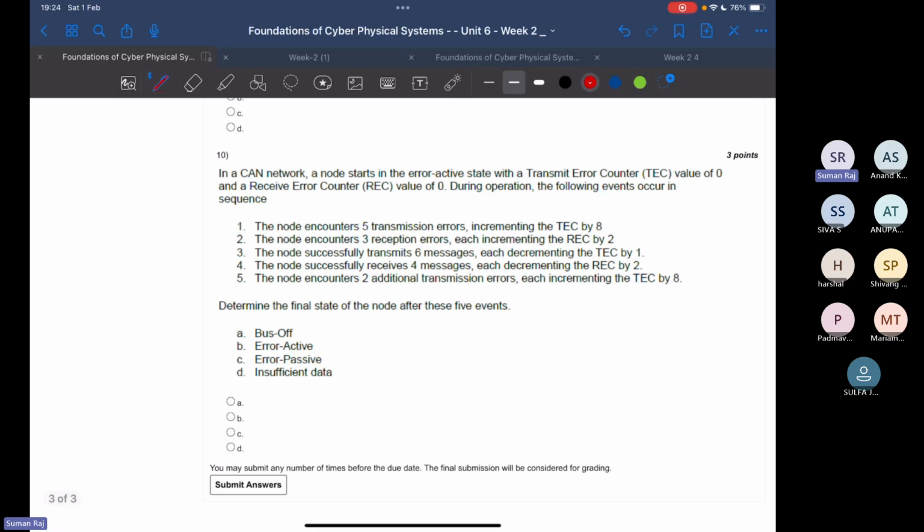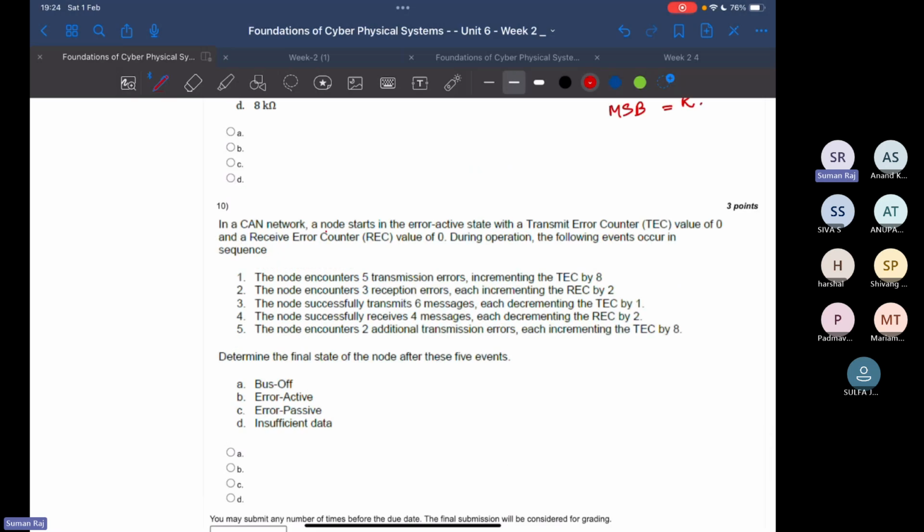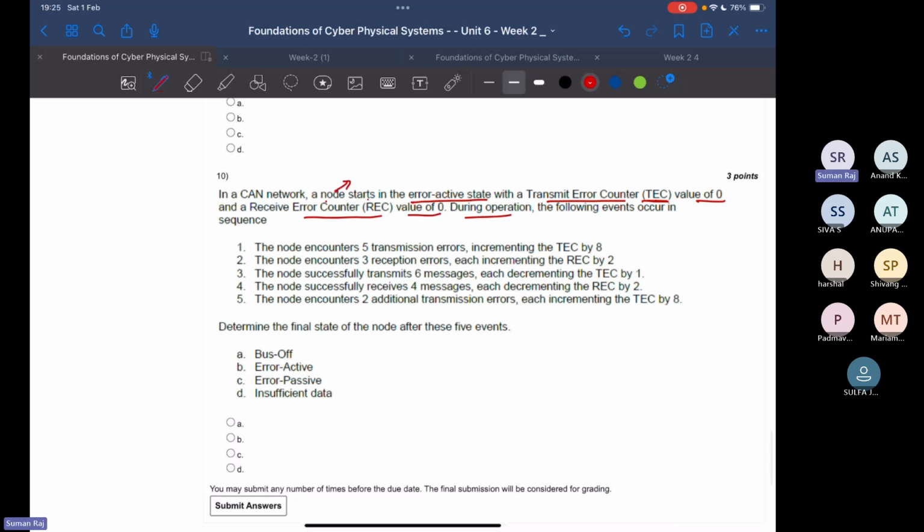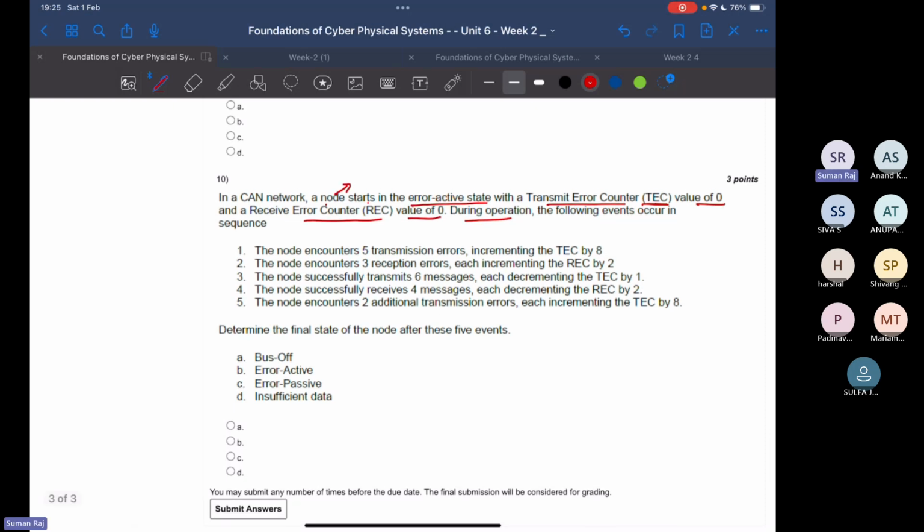And the last question says in a CAN network, a node starts in the error active state with a transmit error count TEC value of 0 and receive error count REC value of 0. During operation, the following events occur in sequence. Okay, so you have to do those things like calculate all those things. So let's say this is some node A or B, right? So you have to do these things in sequence.